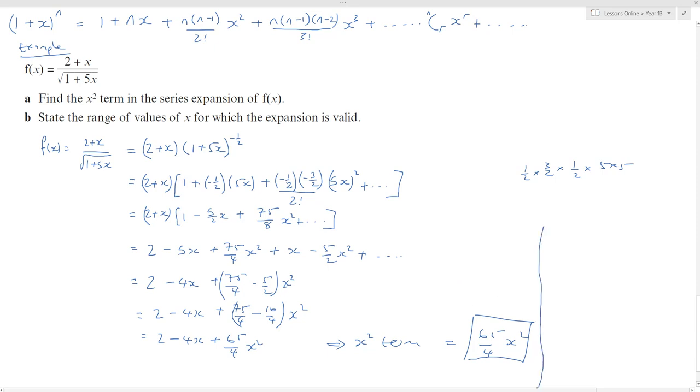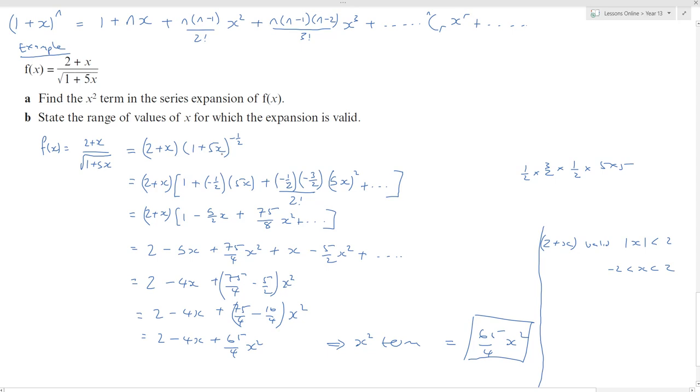Now with this one we've got two things to consider. We've got the 2 plus x. So for 2 plus x, it's valid for modulus of x, let's put this in brackets, it looks neater, less than 2. So that means it's valid for minus 2 up to 2.